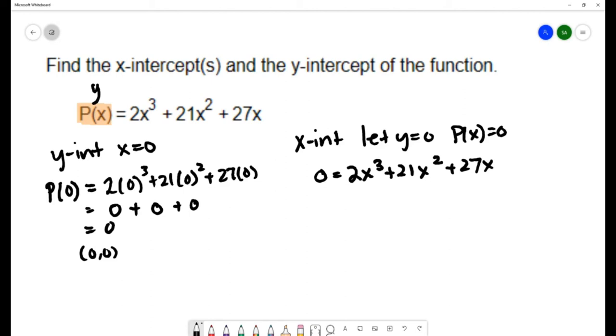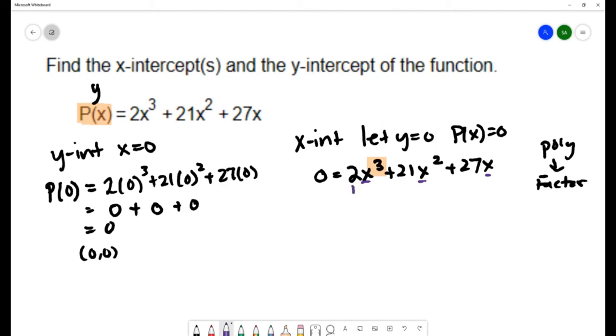So this equation is a polynomial equation of degree 3. And what we're going to do is solve this polynomial equation by factoring. The first step in factoring is to look for common factors. I do notice that every term has an x in it, so we're going to have a greatest common factor of x.